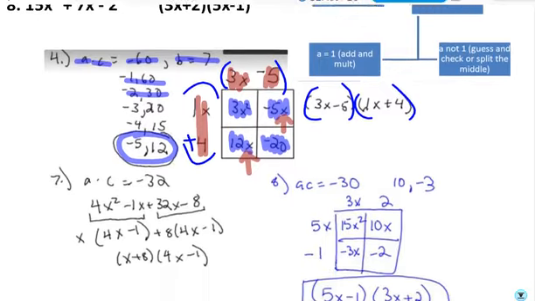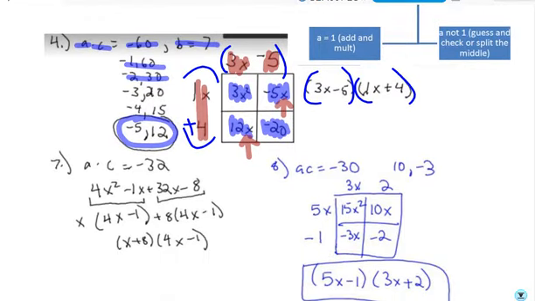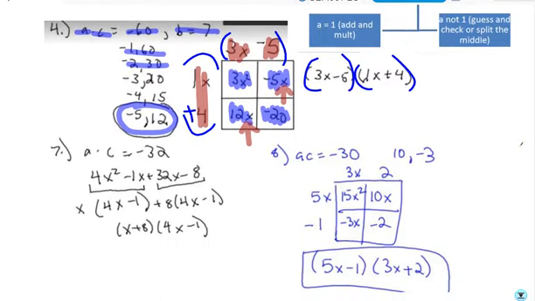Number 7. Actually, it's number 7 and number 8. You can see that both methods were shown here, both split the middle and regrouping, as you can see here. Split the middle, greatest common factor, regroup.